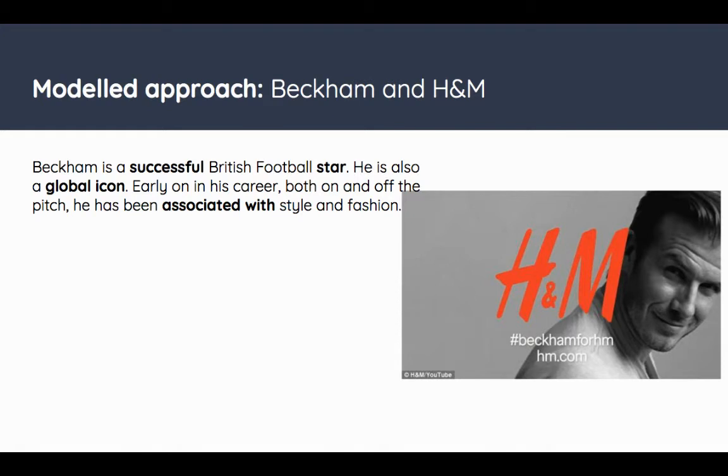So, by endorsing H&M, by association, all of those millions of fans across the world might think that H&M too is to do with style and fashion. Okay, and if you want to look and dress the way David Beckham looks and dresses, then you will be more inclined to go and shop at H&M.